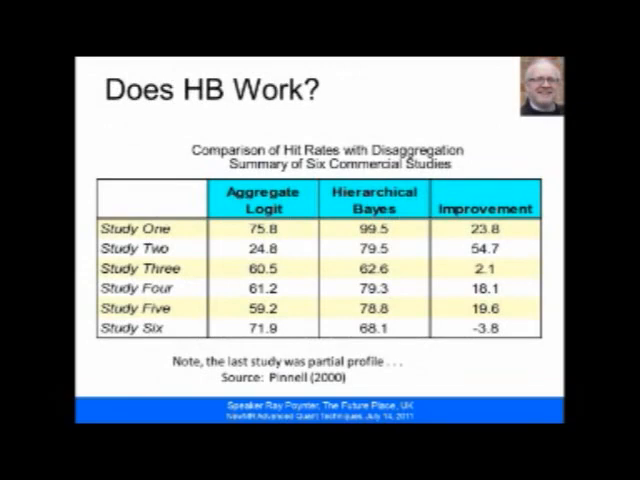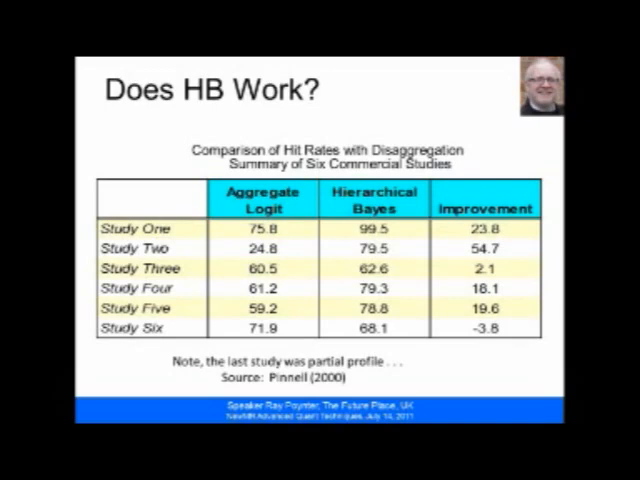Does it work? Well, this chart here is from John Pennell. If you get the chance to hear John talk on a range of advanced techniques, I strongly suggest it. He's based in Cincinnati, very knowledgeable guy. Here's a study he did back in 2000. First study, aggregate logit, which is what you have to do if you don't have hierarchical Bayes. All you have to do is just make an overall model. And they found that the hit rates went up from 75.8 to 99.5.